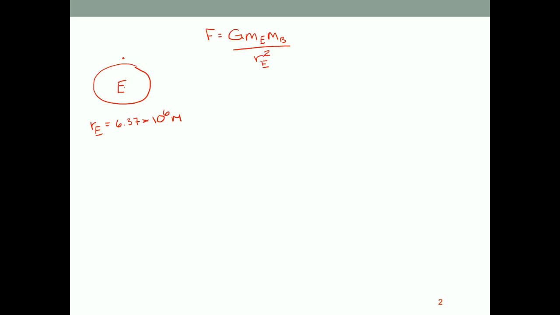Okay, to do this, we also need to know the mass of the Earth, which again, you can find by looking in the cover of your book, or you can ask Dr. Google, whatever makes you happy. So that's 5.98 times 10 to the 24th kilograms. Okay.